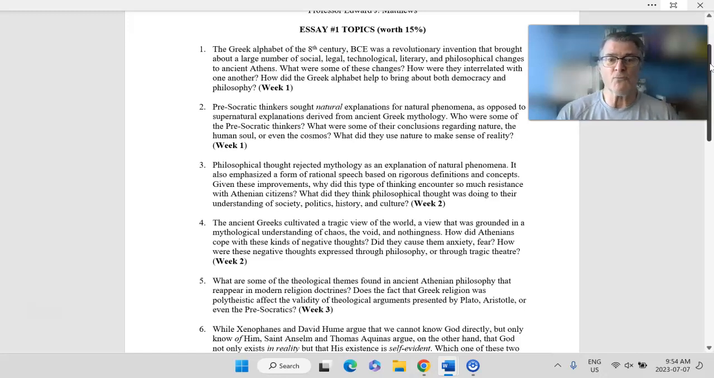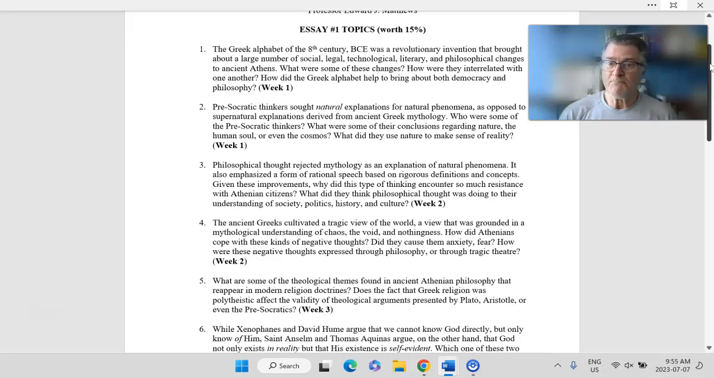Question number 4, also week 2. The ancient Greeks cultivated a very tragic view of the world for what I've just described. The fact that it's nothing but choice. It's a world where chaos is just behind the informed and hoped for stability in the world. And so chaos, the void, nothingness, these are all kinds of things that would cause negative thoughts and anxiety of one sort or another, as they still do today.